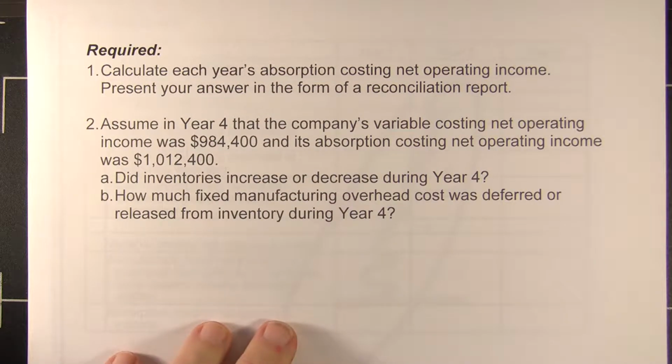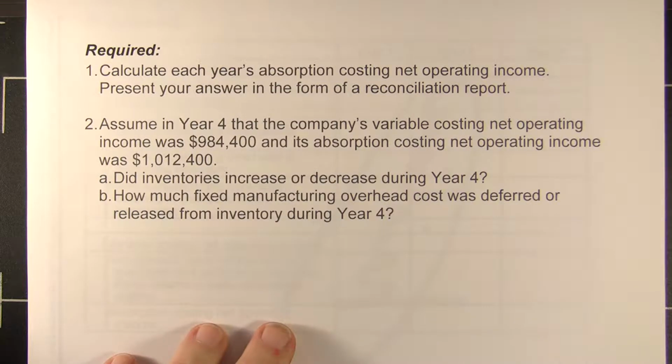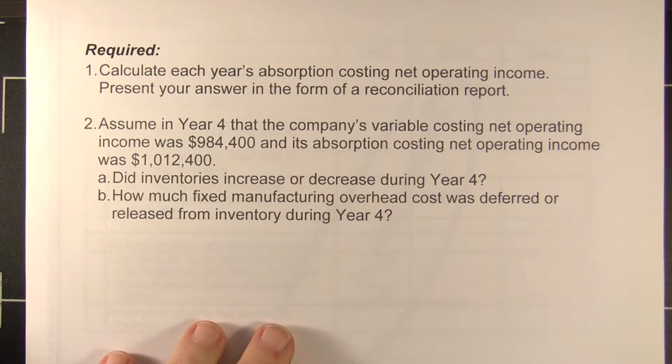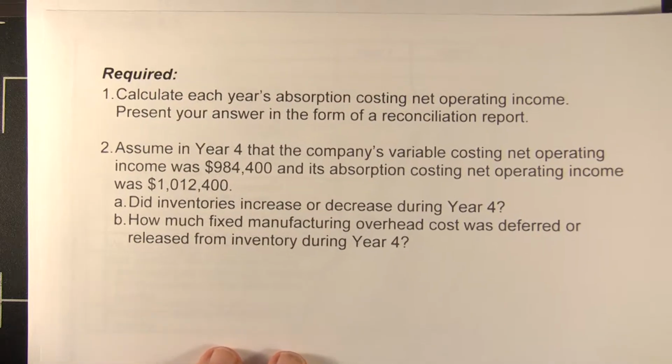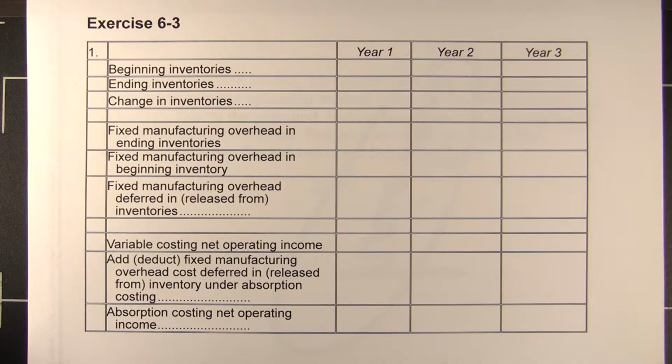Then they say, assume in year 4 that the company's variable costing net income was $984,000 and its absorption costing net income was $1,012,400. Did inventories increase or decrease? How much manufacturing overhead was deferred or released? Right now that sounds like an impossible question. When we get to it, you'll see it really isn't so tough. Okay, so let's start filling in this table.